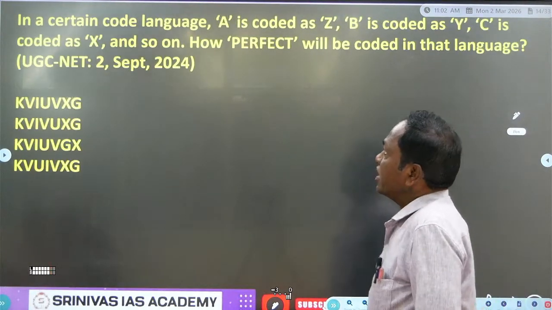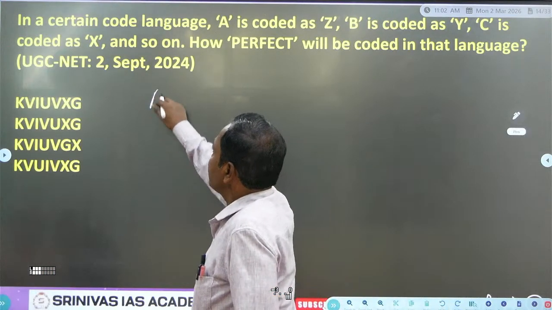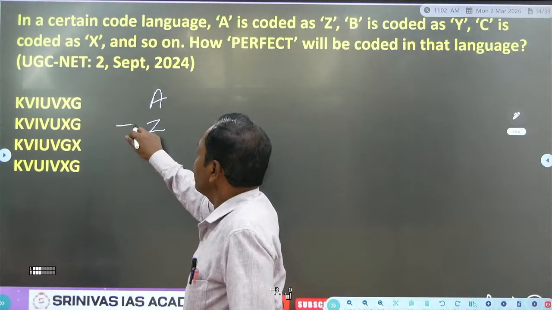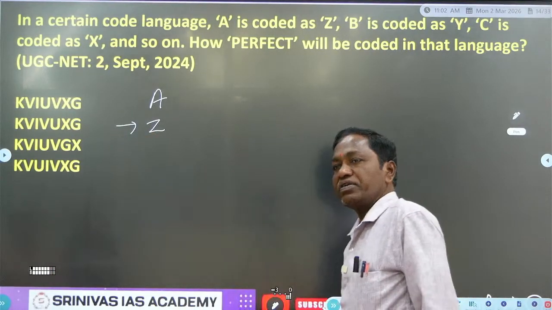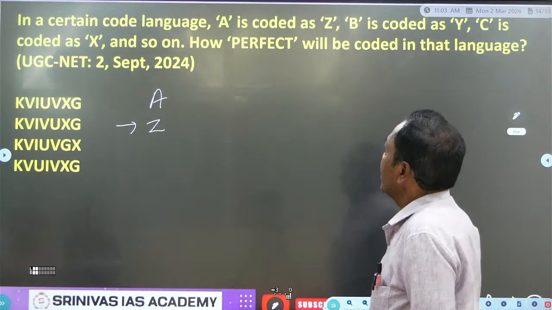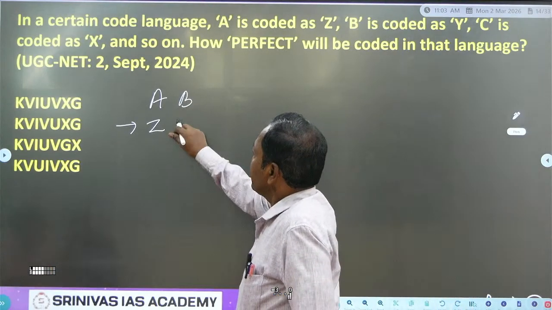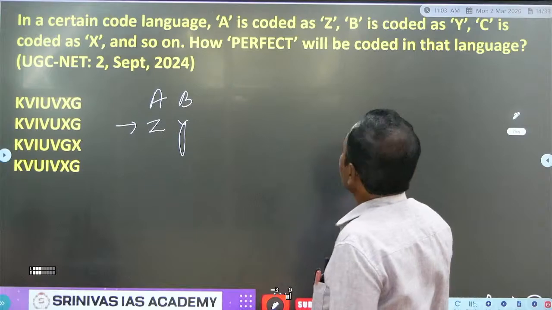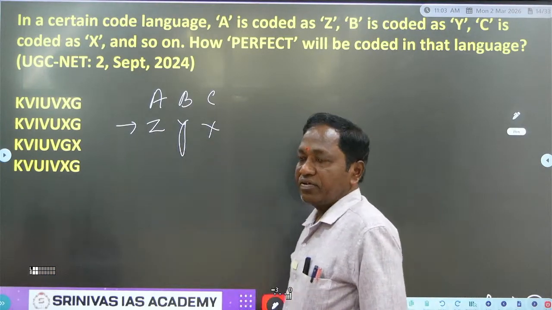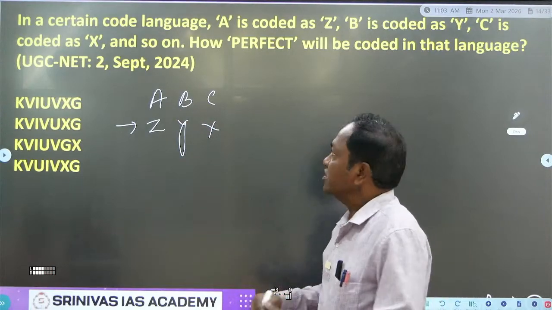Next, in a certain code language, A is coded as Z. You should write like this. Immediately you should write. Do not waste time, because this is the fastest scoring area. B is coded as Y. And C is coded as X. It means very clear: first letter from the beginning and first letter from the last relation, that is.